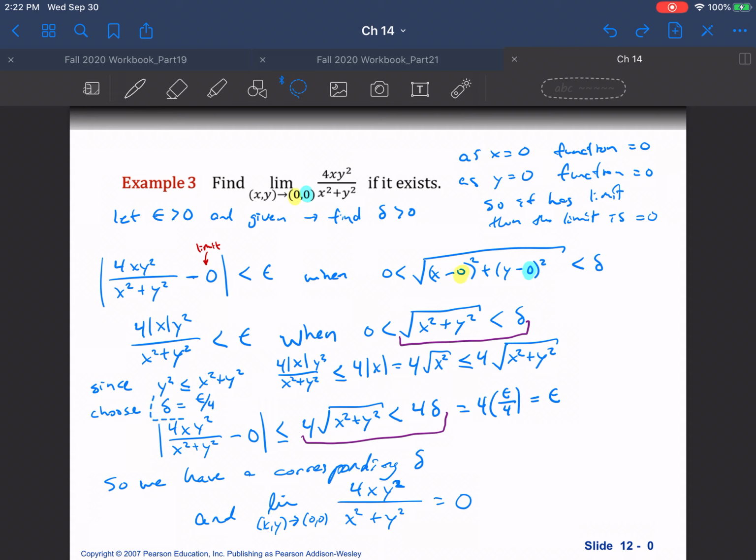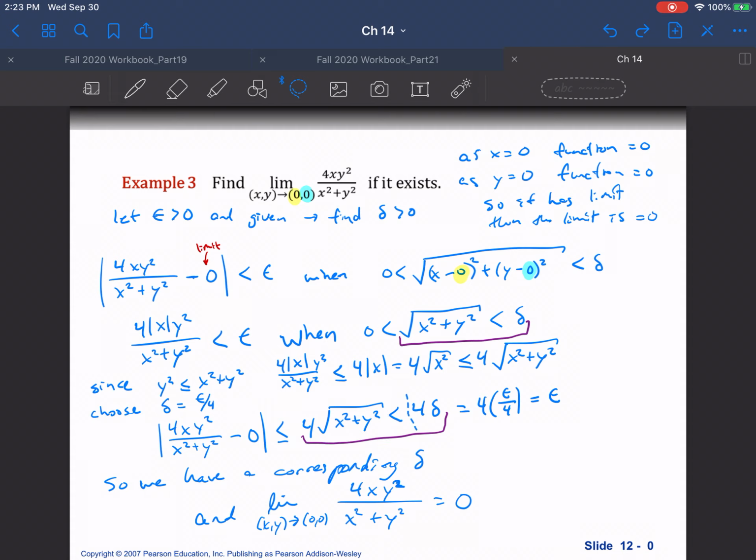If we say we want to pick delta equals epsilon over 4, because we have that 4 there, we can then go right back and go straight through this. So this is right, that's from right here, where we had our function minus the limit. It has to be less than what we found here, which was less than or equal to that 4 times the square root of x squared plus y squared. So less than that, which then, that square root of x squared plus y squared is less than delta. That's this part right here.